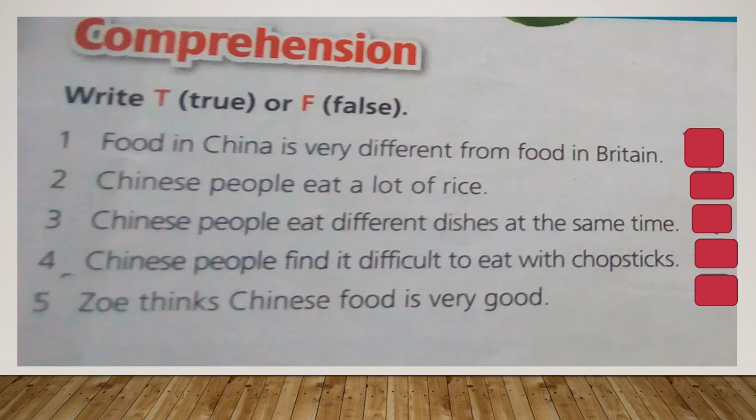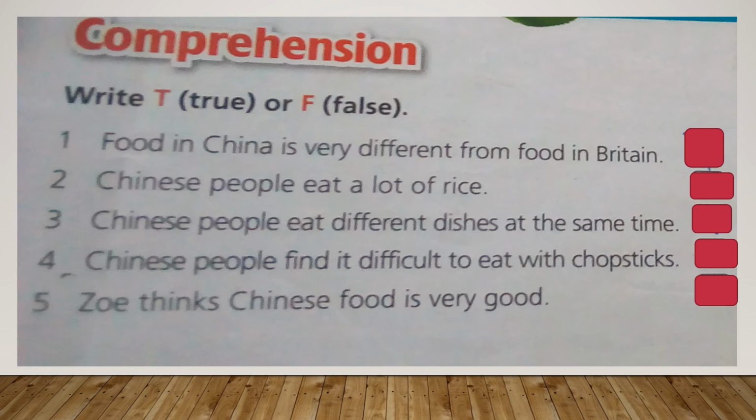Okay, write T for true or F for false. 1. Food in China is very different from food in Britain. The answer is true because in the text it was mentioned that the food here is very different from Britain. 2. Chinese people eat a lot of rice. The answer is true because in the text it was mentioned that white rice is very important in China. They eat it with every meal.